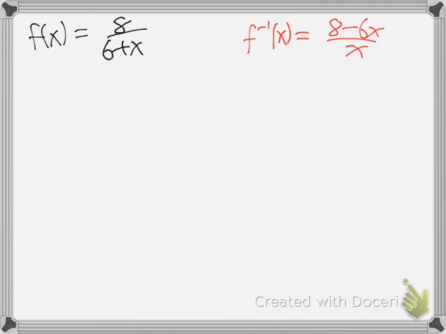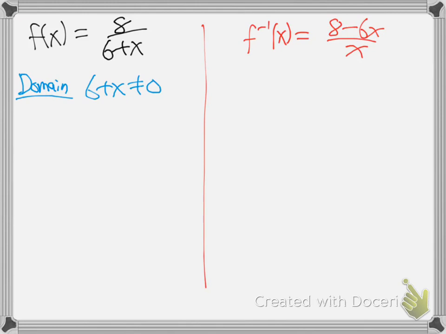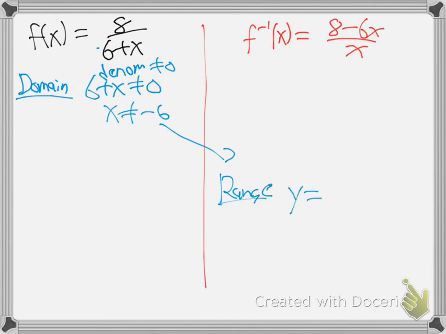Okay, so now we're supposed to do the domain and the range thing. So they want the domain of the original function. So what does that mean? Denominator, right, cannot be 0. Denominators can never be 0, so that means x cannot be negative 6. That automatically becomes the range of the inverse, because domains and ranges switch for functions and their inverses. So the range will be y, because ranges are always y, not x. Domains are x's, ranges are y's. Y cannot be negative 6.